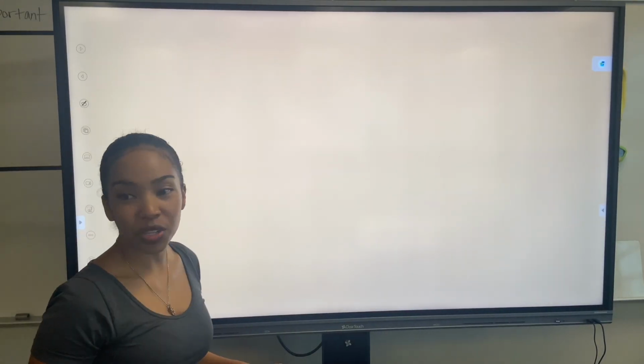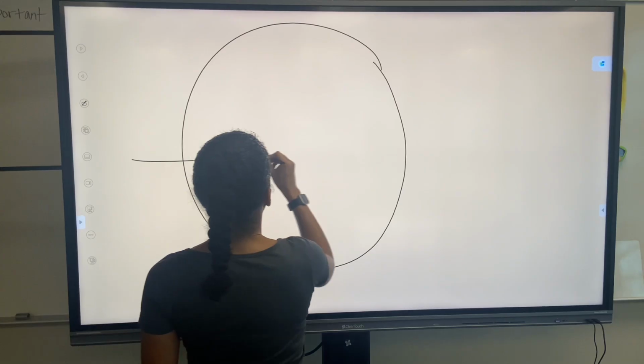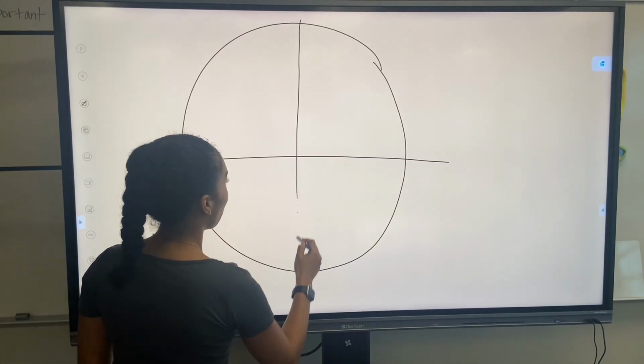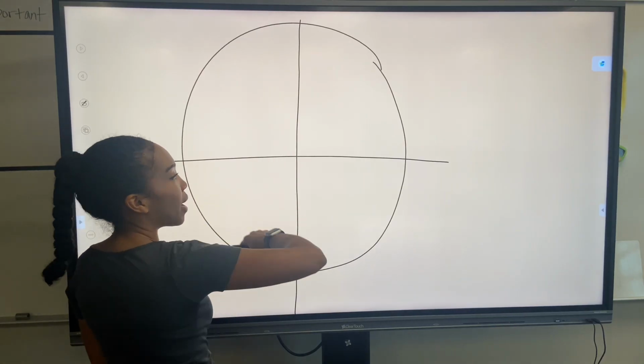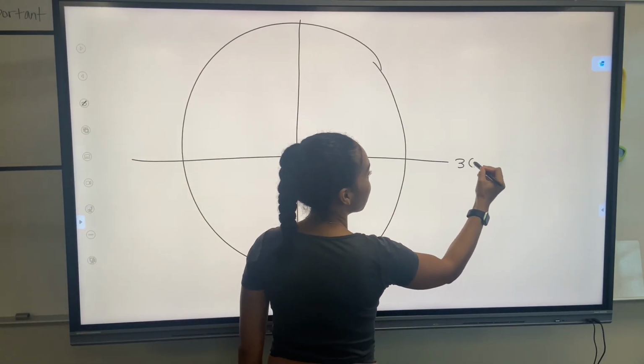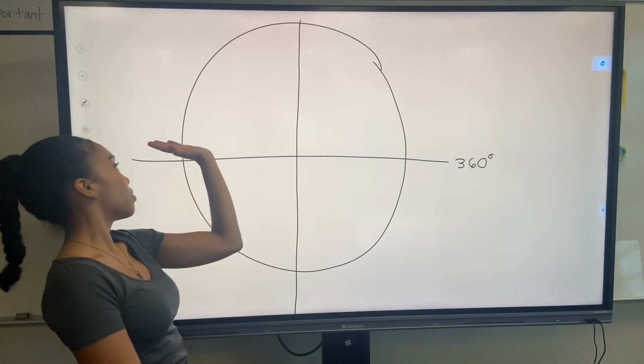We're gonna go over the unit circle today. So here's a big circle. I'm gonna split it in half and then in quarters. And we know that a full lap around the circle is 360 degrees. If I do half of a lap, what is that?